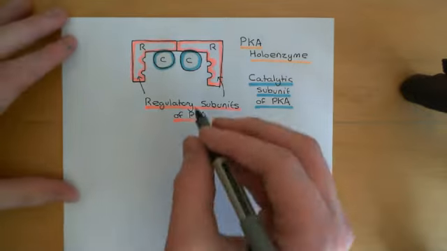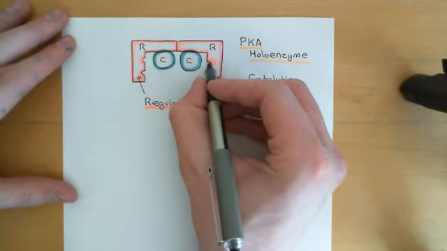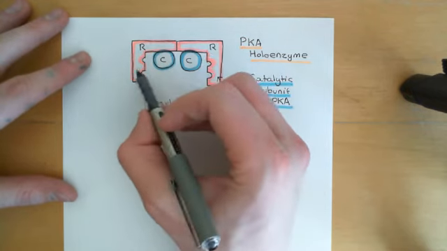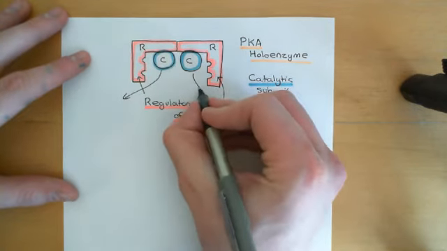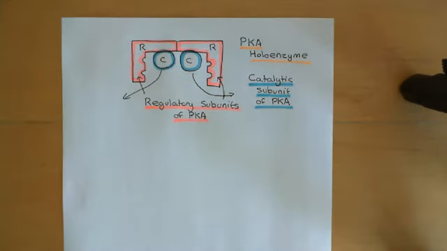However, what can happen is when cyclic AMP is generated, 4 cyclic AMP molecules can bind to these cyclic AMP binding sites, and that causes a conformational change in these regulatory subunits, and they release the catalytic subunits. So the catalytic subunits break away from the regulatory subunits. The two regulatory subunits remain dimerized together, but they release the catalytic subunits, and those catalytic subunits are now no longer inhibited by the regulatory subunits, and therefore they're free to go off and phosphorylate things.